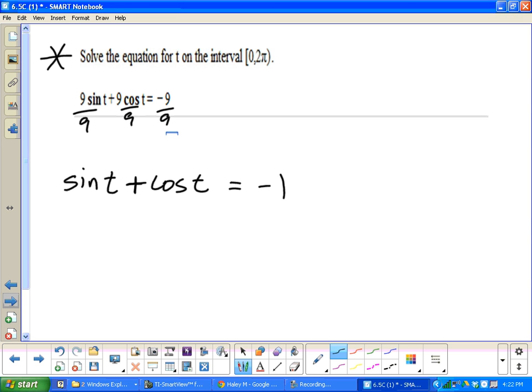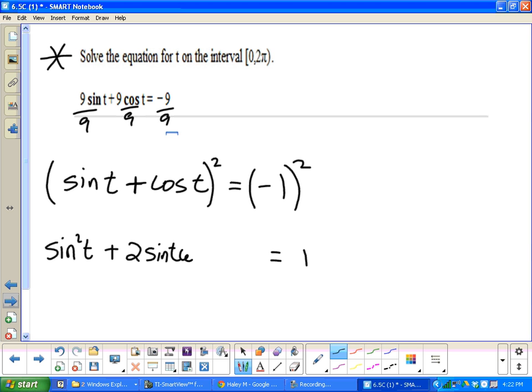I'm going to square both sides. Now, because I'm doing this, I'm going to have to check my solutions. You're going to get some solutions, and you pretty much guarantee that some of them are going to be extraneous. Now, let's square both sides. -1 squared will be 1. Now, when I square sine t plus cosine t, this is what I'm going to say: square, square, twice the product. So this would be sine squared t plus, now, twice the product would be 2 sine t cosine t, and then plus cosine squared t.